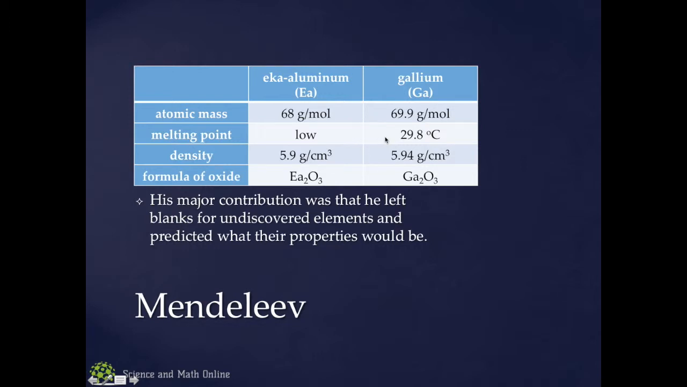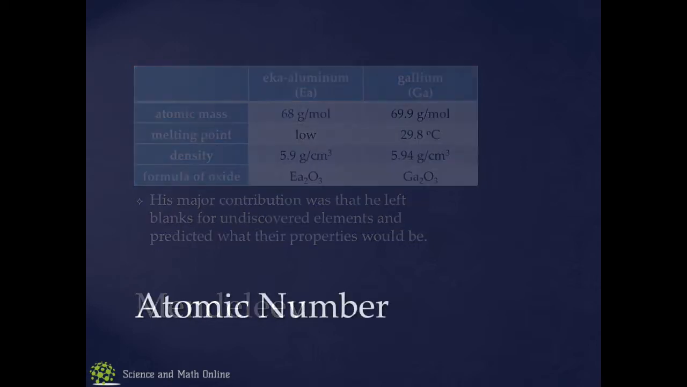Well, melting point, 29.8 degrees. You can melt gallium in your hand. That's a very low melting point for a metal. Density, that one he got a little bit more dead on, and he was able to predict how it would react and form formulas in compounds, oxides specifically. And so he did this repeatedly. That's part of his genius in creating his periodic table. That's part of why he's considered the father of the modern periodic table.